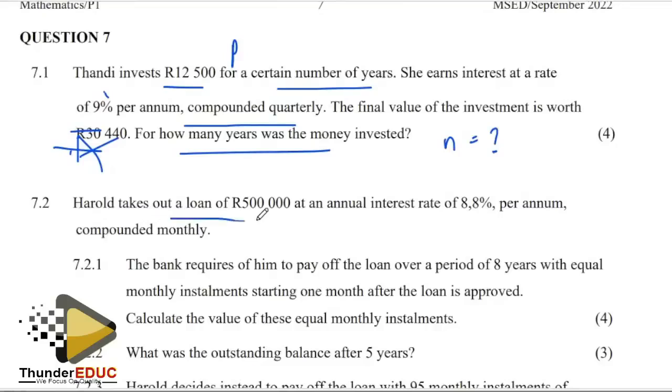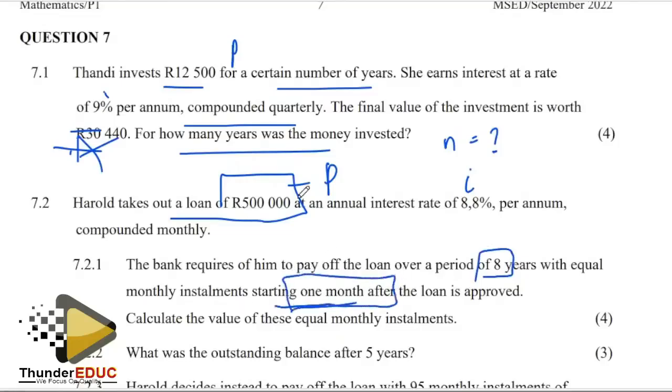7.2, this person takes out a loan of 500,000. So this 500,000 becomes the present value. That's the interest rate. It's compounded monthly. Then the bank requires him to pay off the loan in 8 years with equal installments starting 1 month after. So the normal standard period that we give is just 1 month after, then you can start paying off your amounts.